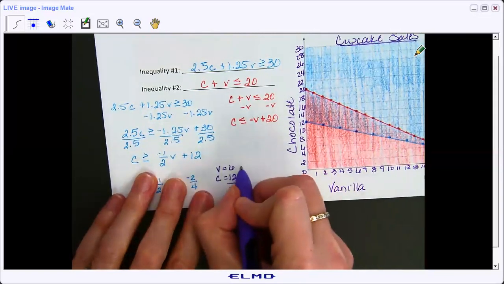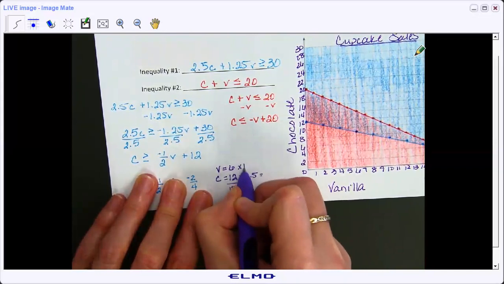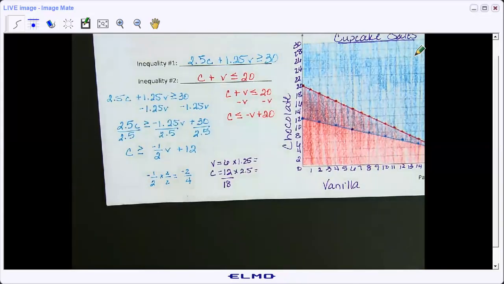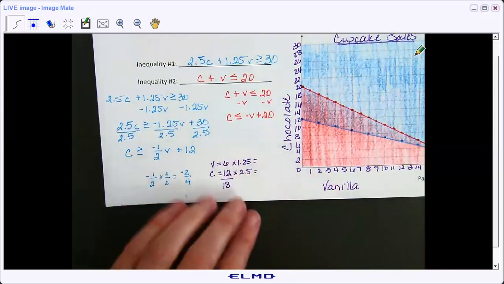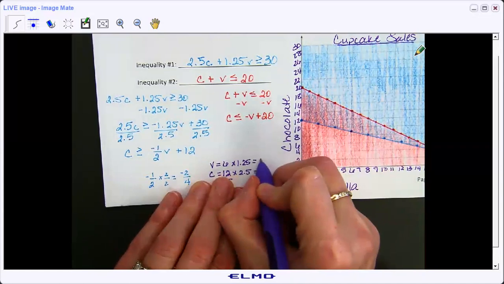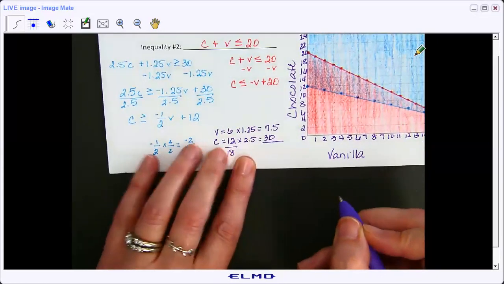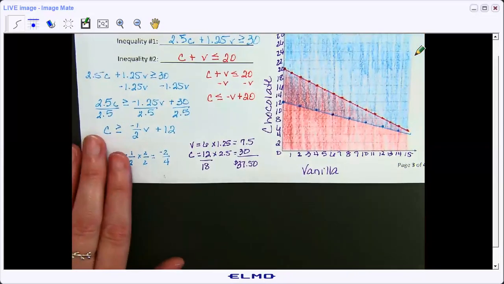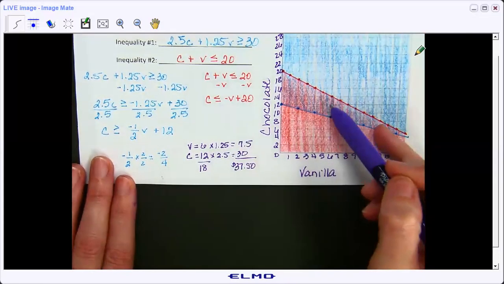Now, if they charge $2.50 for chocolate, so that's times 2.5, and then they charged $1.25 for vanilla, we have to make sure that they're making at least $30 in sales. So I'm going to calculate this up, unless somebody can do it in their head really quick. 6 times 1.25 is 7.5. So altogether, they made $37.50. Is that at least $30? Yes, it is at least. So this is a solution to this inequality.